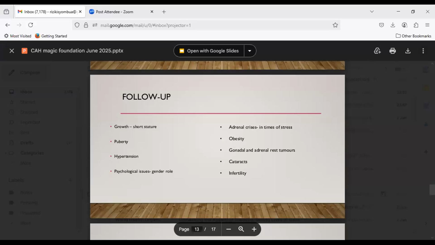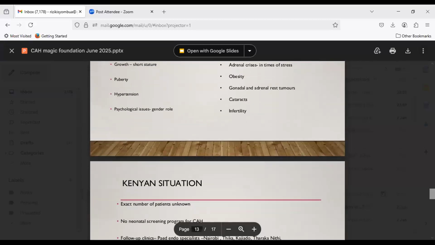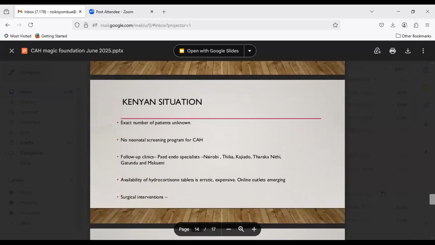They may develop obesity. Now, with long-term stimulation with ACTH, of course, they may have gonadal or adrenal rest tumors. Then others develop cataracts and infertility. So these are complications that may arise as you follow up these patients. You need to be aware and take care of them.